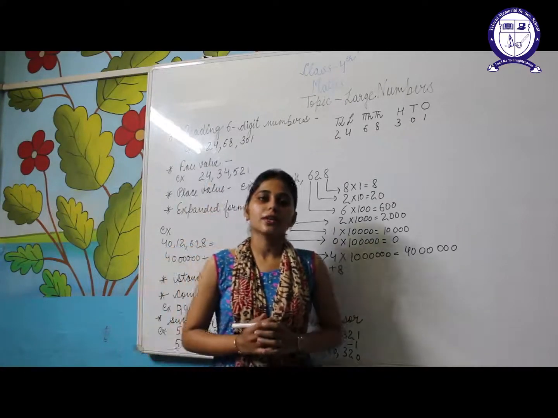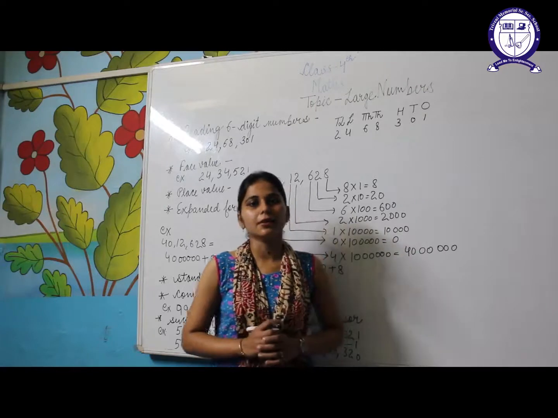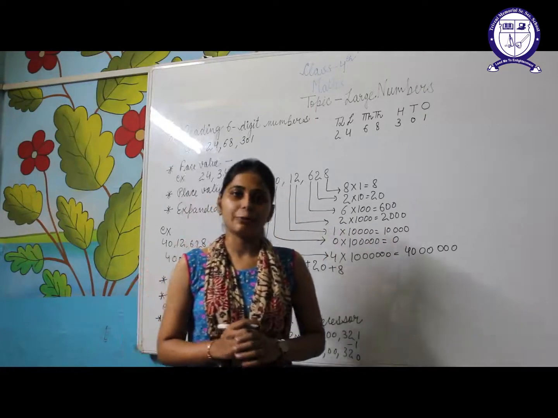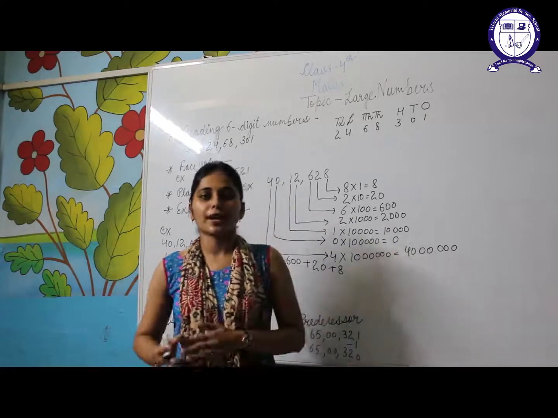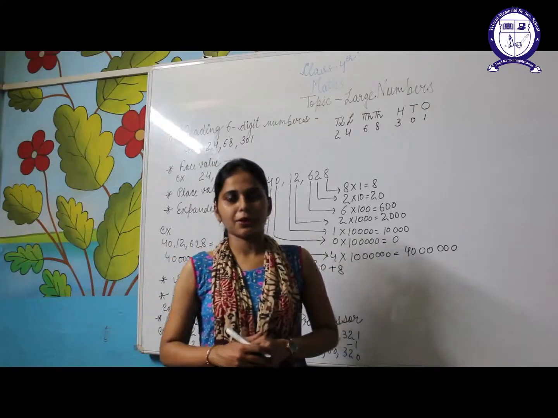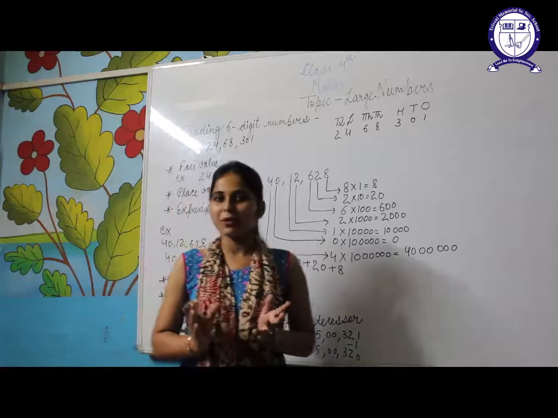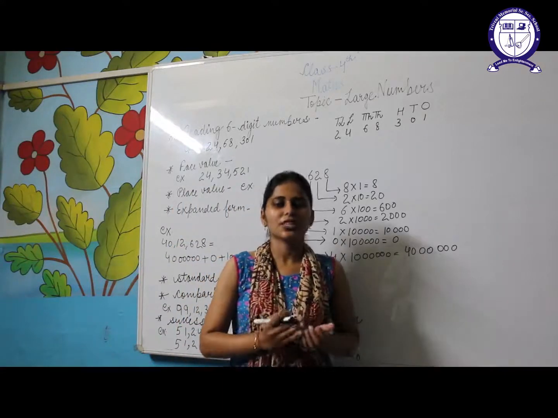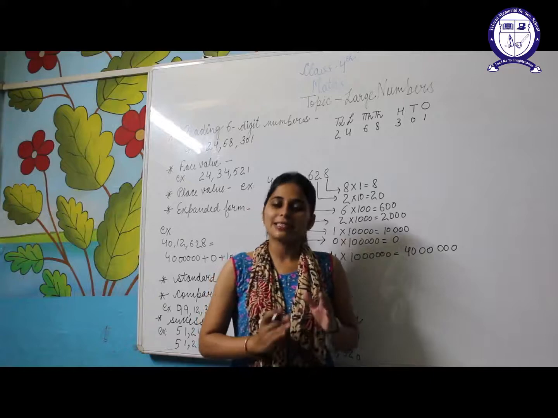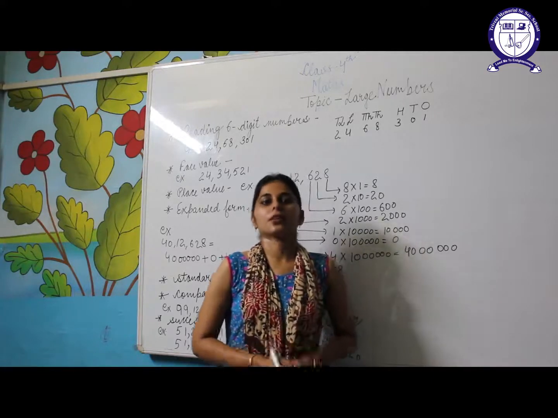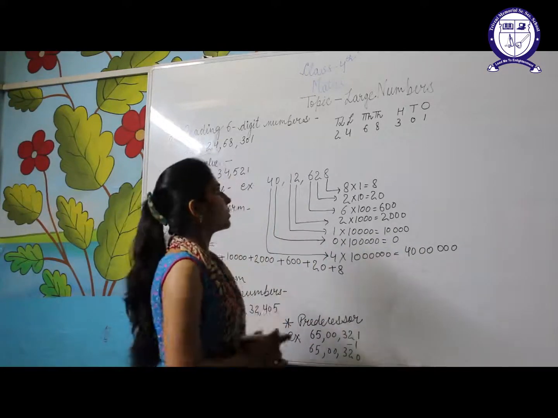Students, have you received 4 toffees or 10 chocolates on your birthdays or anniversaries? What are these 4 or 10s? These are to be considered as numbers, students. So we are going to discuss large numbers. Large numbers means we are not going to discuss 2-digit or 3-digit numbers. We will discuss 6-digit numbers. So let's have a look at a new topic.